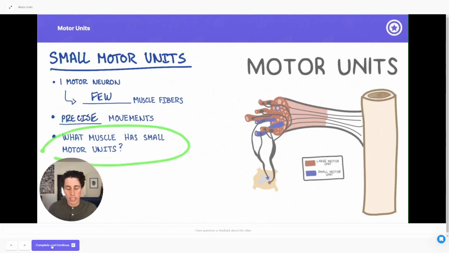Alrighty. So now that we know the characteristics of these small motor units, let's go ahead and think about what muscle has small motor units. So go ahead and pause the video and think about that based off of your anatomy knowledge. So there's going to be some muscles in the body that have small motor units that really work with those. So just go ahead and think about that for a second, and then we'll come back to this.